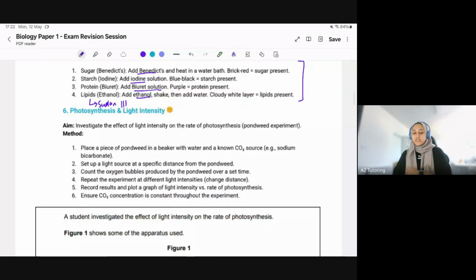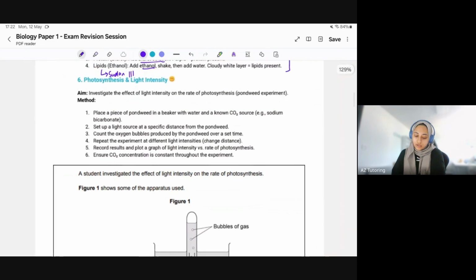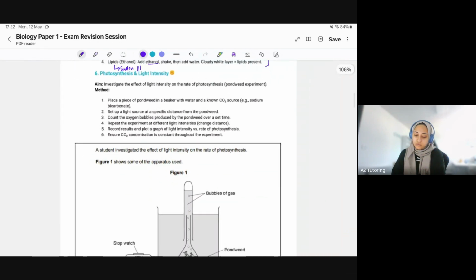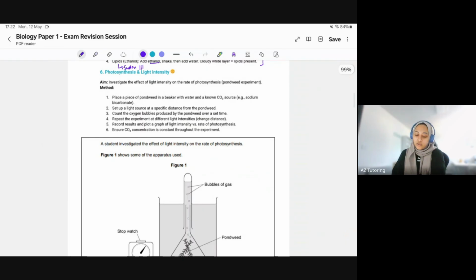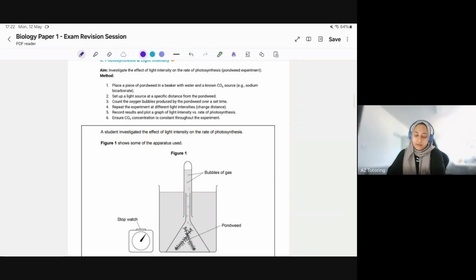And then we've got photosynthesis and light intensity. Now remember, with photosynthesis, you need light, otherwise there's no photosynthesis. So plants do not photosynthesize at nighttime because there's no light for the reaction to happen. And this is a pondweed experiment. So let's look at an exam question for the pondweed one, because again, this hasn't really come up that often, so it's useful to go over.